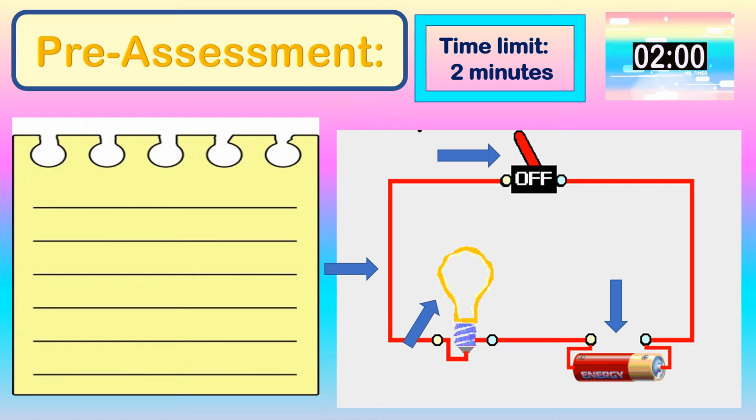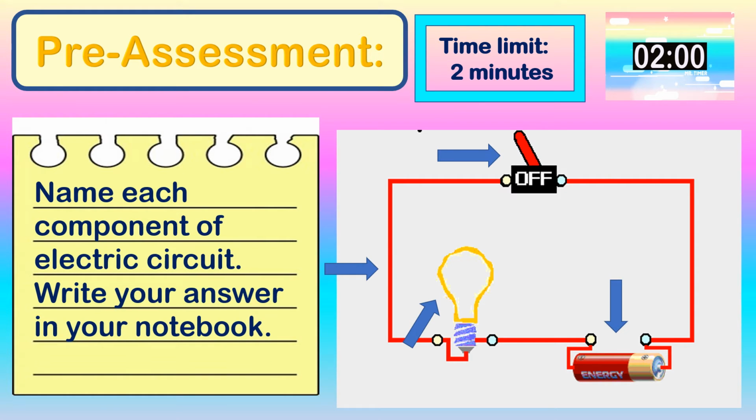To start with, let's do the pre-assessment. You're going to name each component of electric circuit, then write your answer in your notebook. This is for number 1, 2, 3, and 4. You have only 2 minutes to do this activity.